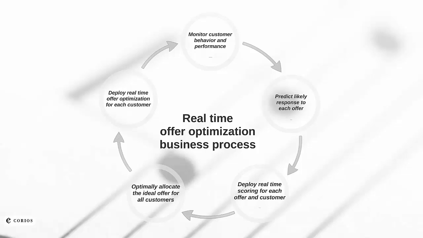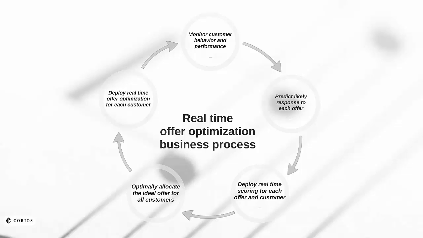The business process looks like this: 5 simple steps, and it starts up at the top with monitoring customer behavior and performance. By comparing the issuing of offers and the responses of customers, you can predict the likely response to each offer in the future. These predictions can be packaged and deployed in real time so that you can score future customers for future offers.